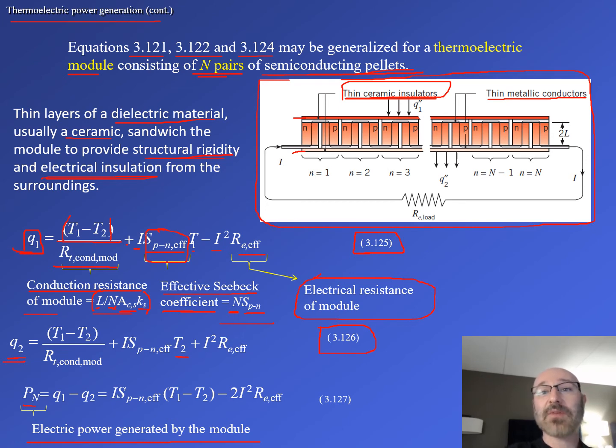And last we have down here our equation 3.127. So this one, we're looking for P sub n, or electrical power generated by the module. So we can see this is equal to Q1 minus Q2. So we can simply take this relationship up here from 3.125 and 3.126, just as I talked about, combining equations to form another equation. And when we do that out, what we find is we have this relationship shown here. And again, this relates back to equation 3.127 in our textbook.